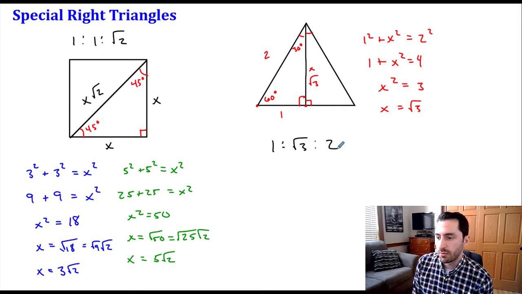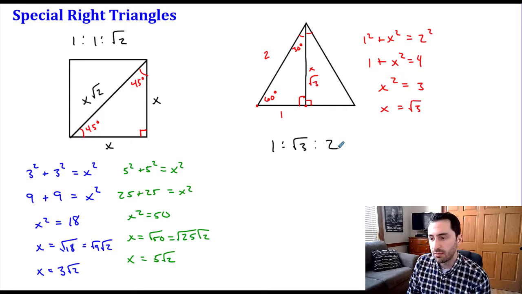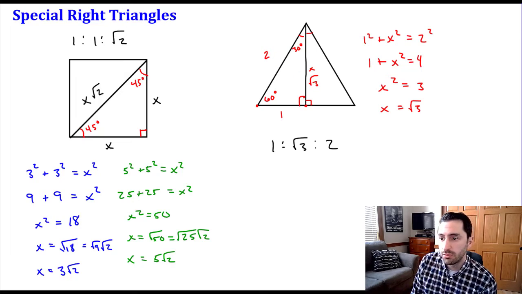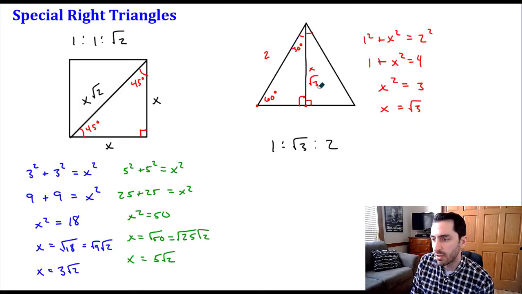So what that means is in a 30, 60, 90, I normally base it on whatever the shortest side is. So if I know that this has a length of 1, the hypotenuse of that triangle is twice as big, so 2. And then the longer leg, the side that's across from the 60-degree angle, is the square root of 3. So just to show you what I mean by that, let me get rid of these side lengths.